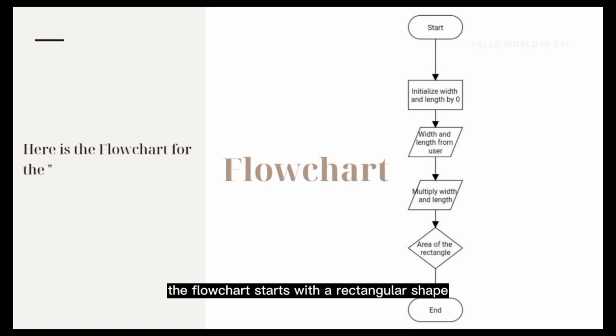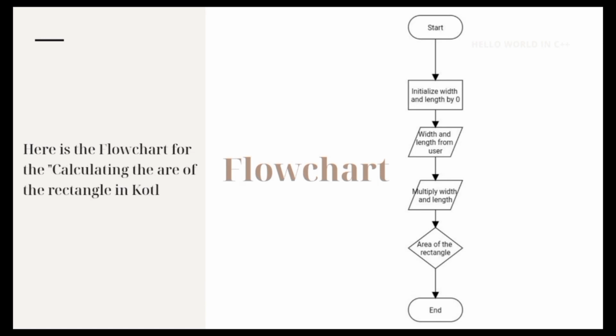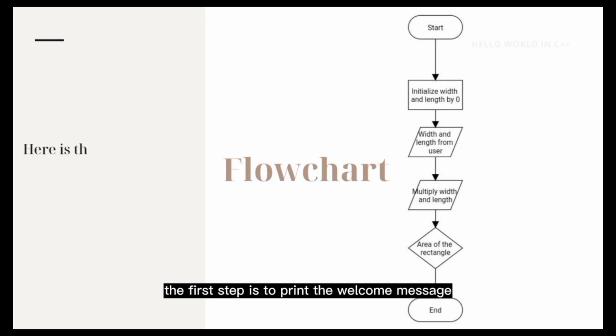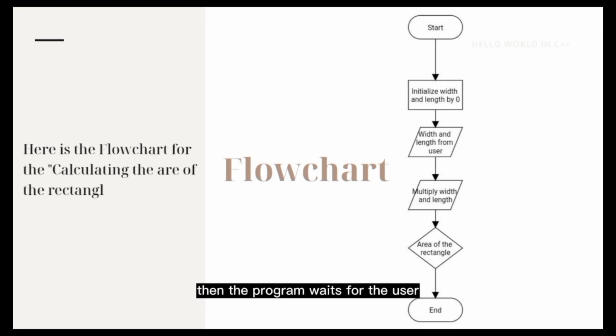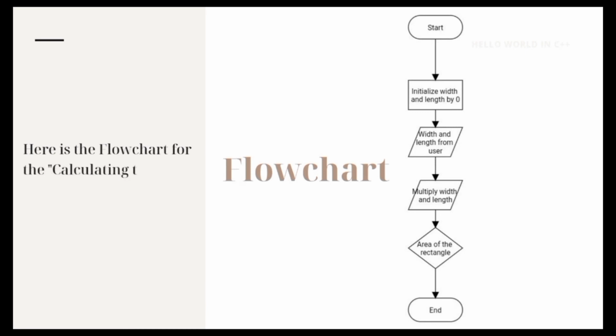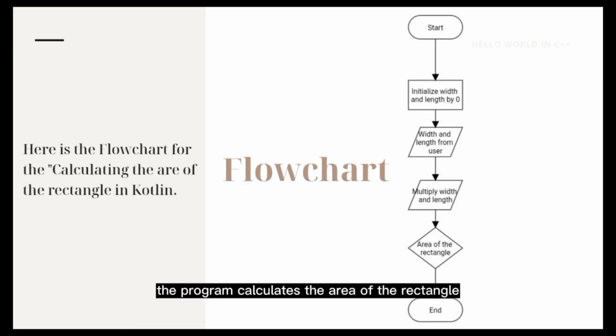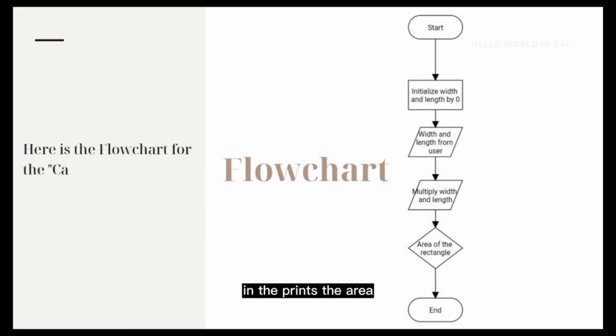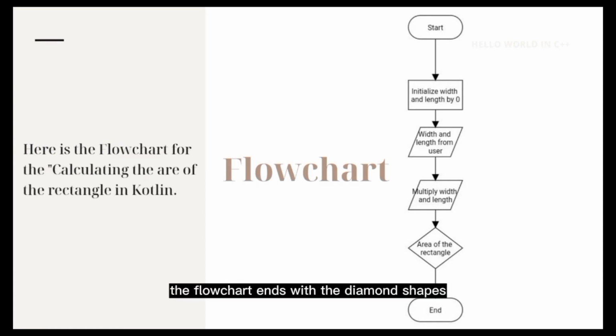As you can see, the flowchart starts with a rectangular shape that represents the start of the program. The first step is to print the welcome message. Then the program waits for the user to input the width and length of the rectangle. Once the width and length are input, the program calculates the area of the rectangle and prints the area. The flowchart ends with a shape that represents the end of the program.